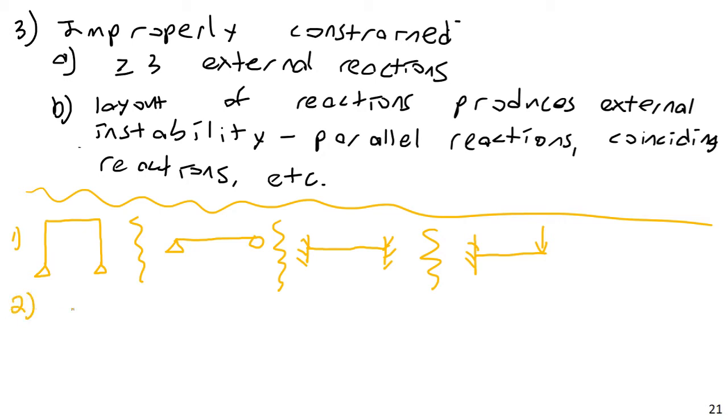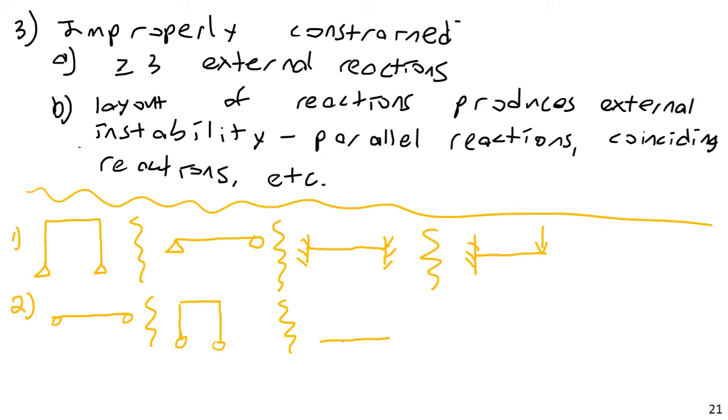Then, partially constrained is going to be really easy. All you're looking for is frames that don't have at least 2 reaction forces. So if you had a beam that had a roller and a roller, that would be an example of a partially constrained frame. Or I could have a truss, or just a frame like this. Imagine I have a frame with a roller and a roller. That would be partially constrained, or I could have a beam.